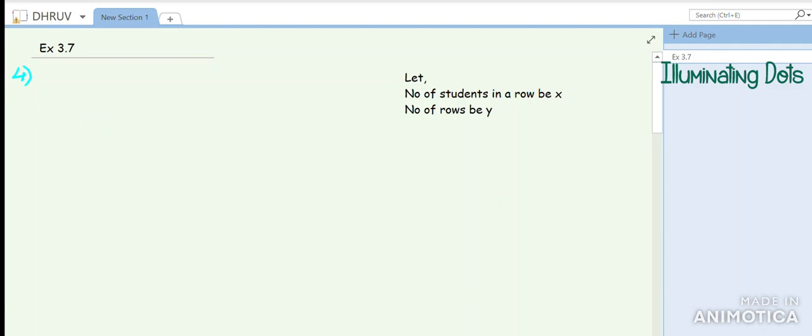Now for the first condition, they said if 3 students are extra in a row, there would be 1 row less. So the number of students in a row, that is x, if 3 are extra, that is x plus 3. So we are adding 3 to the number of students in a row, there would be 1 row less. Now the number of rows is y, so it will reduce by 1. So it is equal to xy, that is the total number of students. Now I will simplify it, so I get xy minus x plus 3y minus 3 is equal to xy. xy gets cancelled, minus x plus 3y is equal to 3. I get this first equation here.